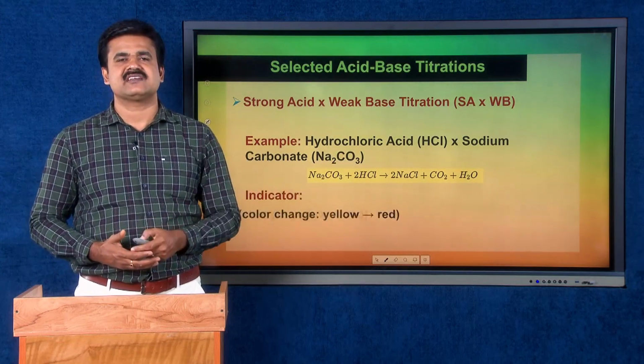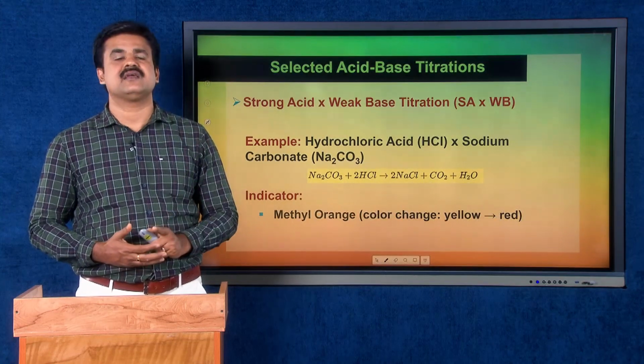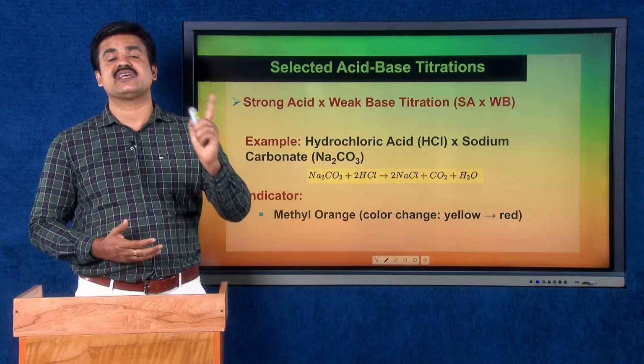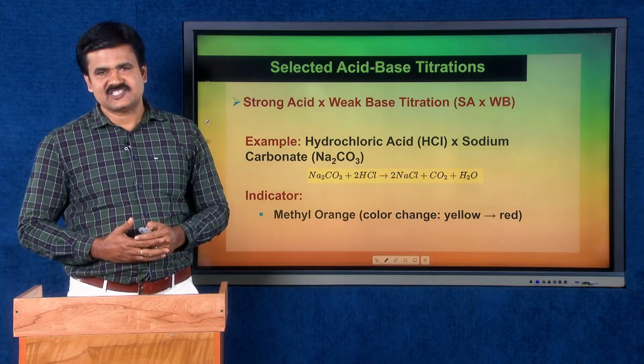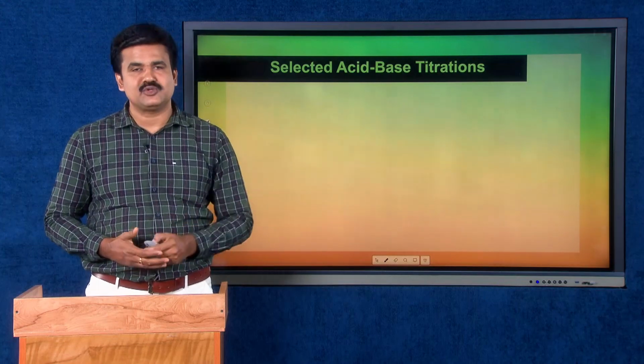So, the indicator selected here is only methyl orange. Since the base is weak, you can select methyl orange, as we learned from the indicator selection, and the color change is from yellow to red.